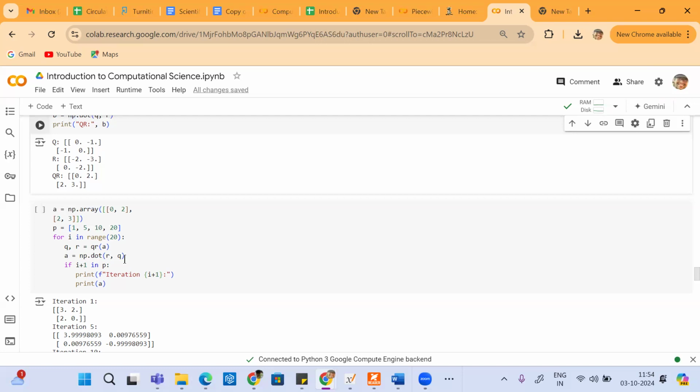Okay with you? Fine. Many of you may not have gotten the idea of what P is. What I'm doing is, instead of printing all the iterative matrices A1 to A20, I am printing selected ones. I am printing A1, then the 5th iteration A5, then A10, then A20. It is a very lazy way of monitoring things.